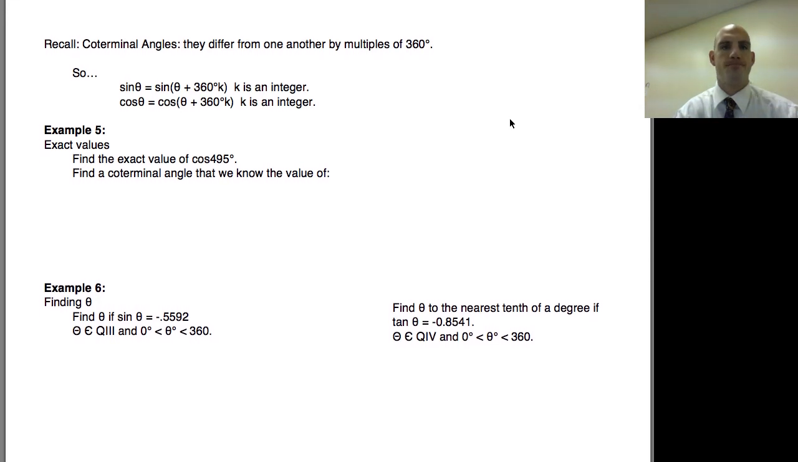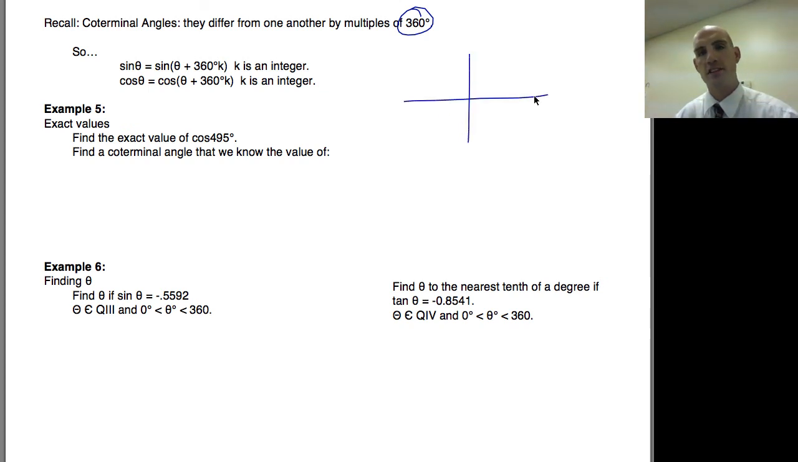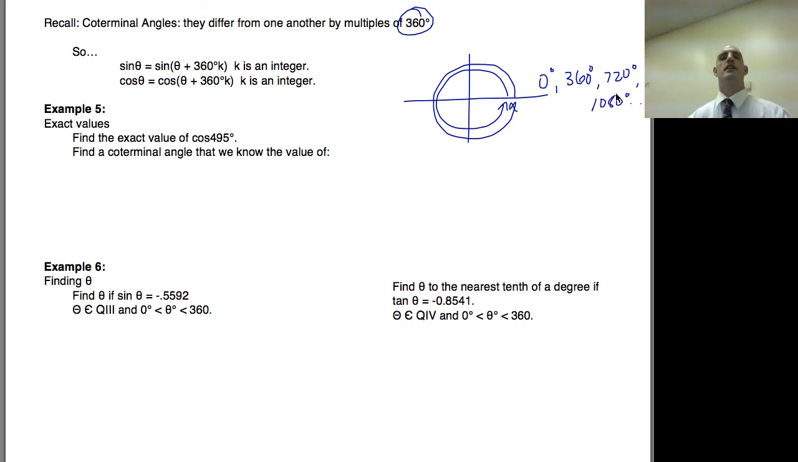Coterminal angles. Coterminal angles are these beautiful, beautiful repetitions of a pattern that give us the same answer. And so they differ from each other by multiples of 360. So if I say that this is 0 and I go all the way around, it's also 360. Well, guess what? I can keep going all the way around again. It's also equal to 720. It's also equal to 1080, etc. So those coterminal angles go all the way around.